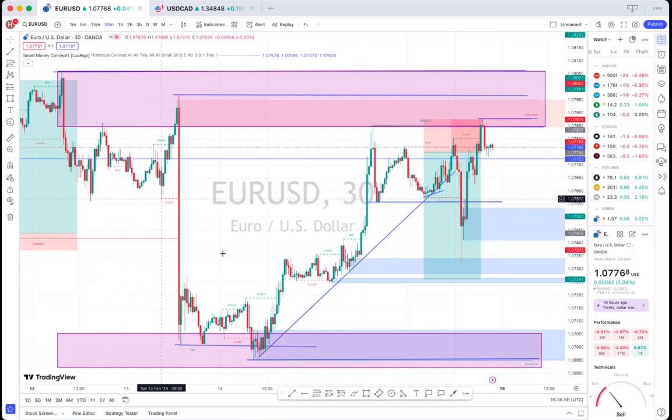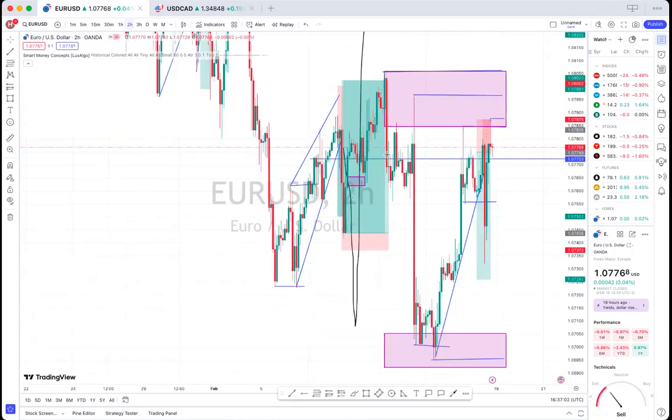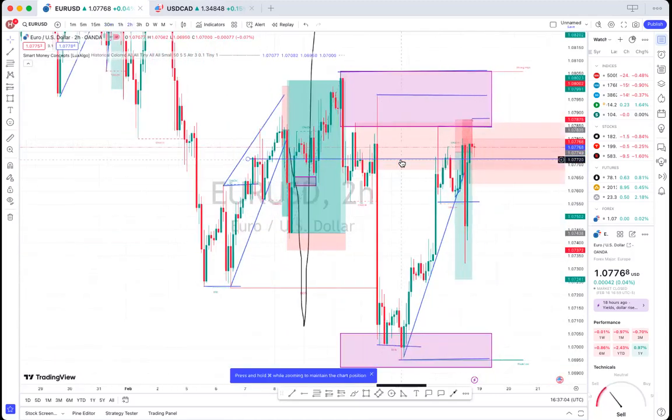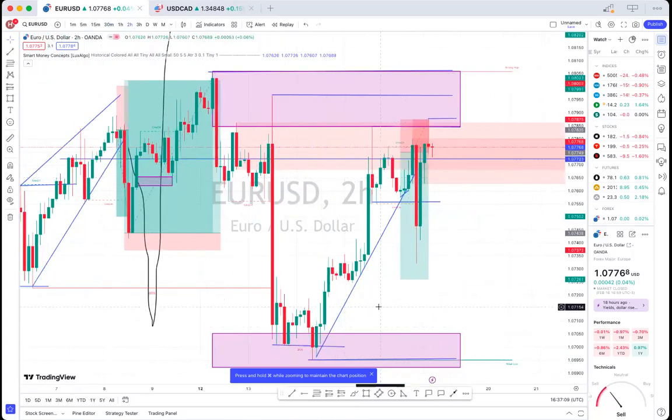But what I just did is what you actually have to look at in the bigger picture. For instance, if you check the 2 hours chart, one, two, three. This is the bigger picture of the demand and supply of 2 hours.